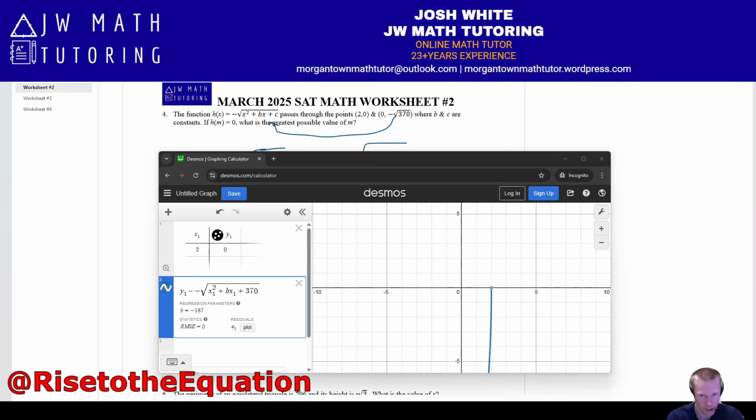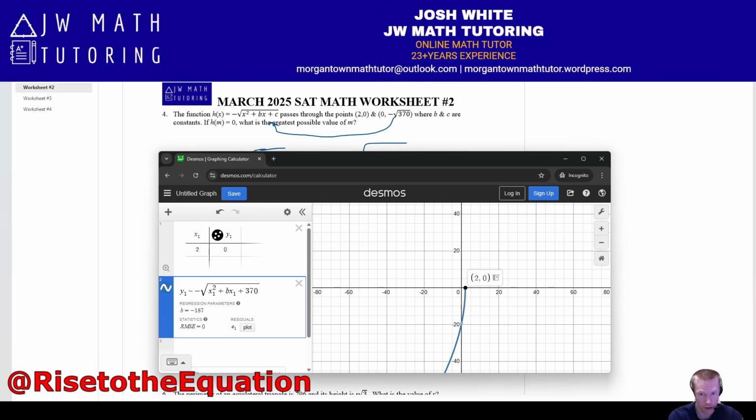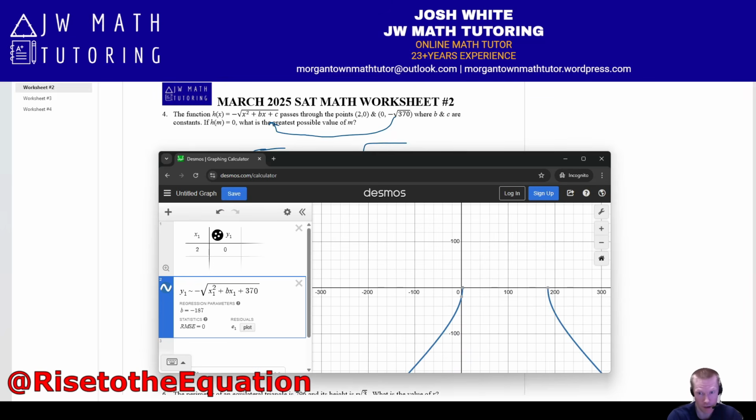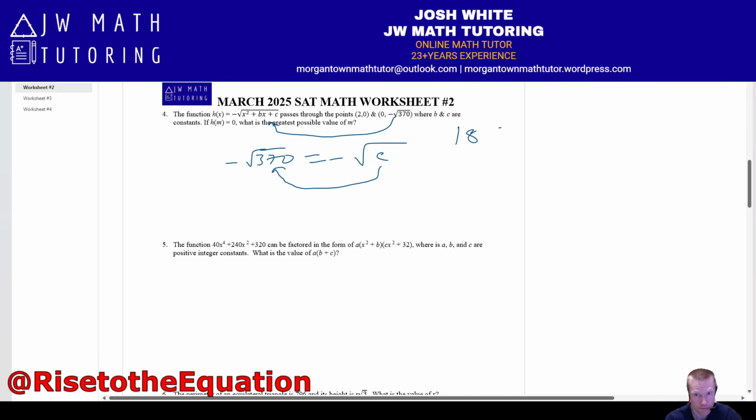And so now we get the correct answer for b. But remember, what this question is asking for is the greatest possible value of m. M is basically an x-intercept because h of m equals 0. So we want to know what are the x values that we plug in where this function is 0. 2 is the one we already are given, and the other one is over here at 185. So 185 is the correct answer. This is one workaround to solve this.